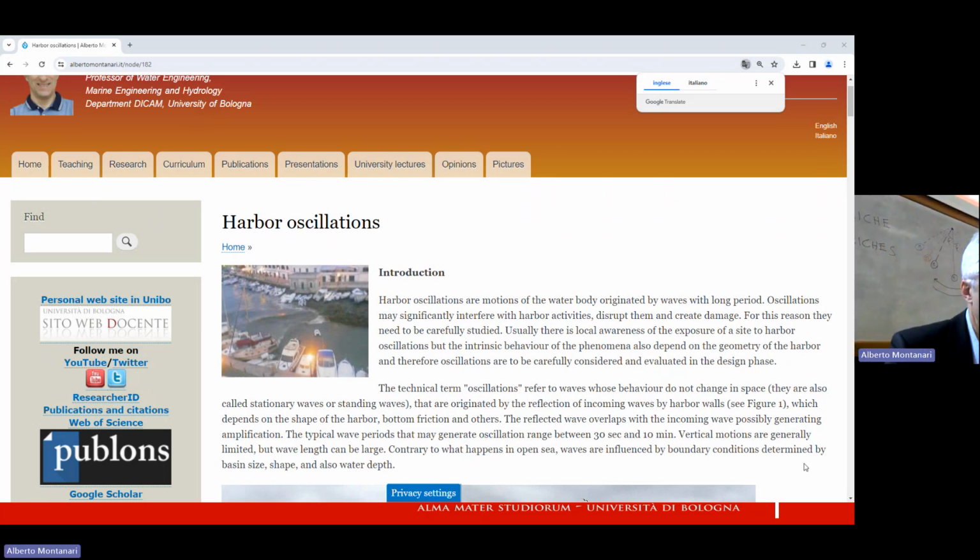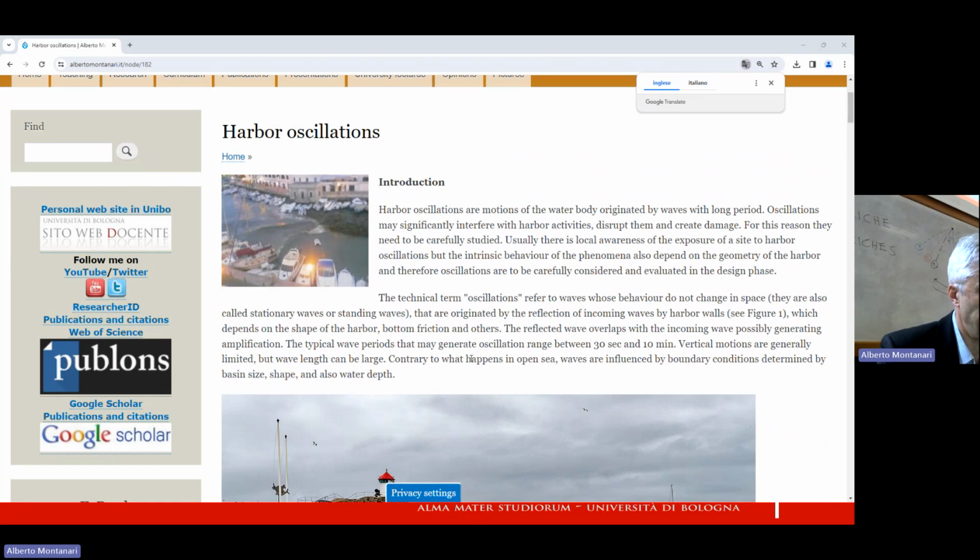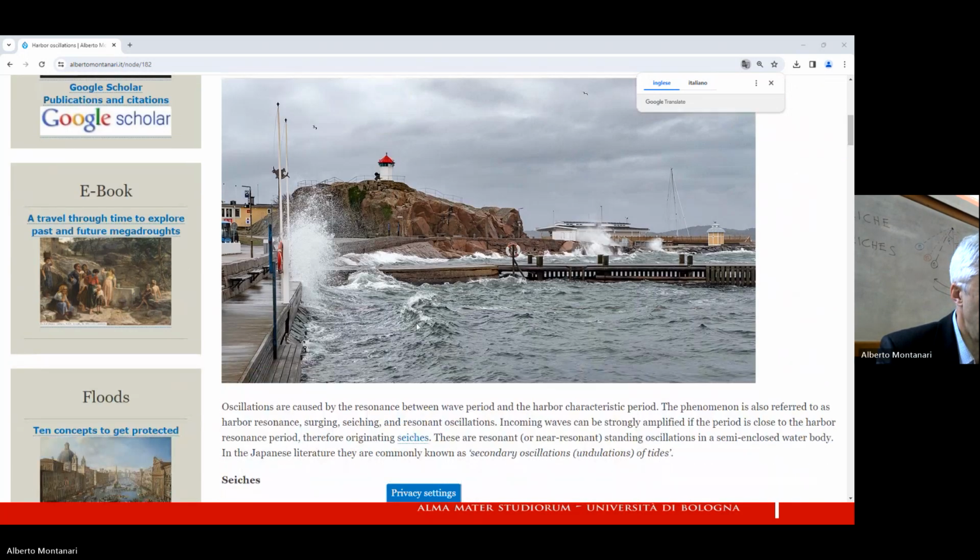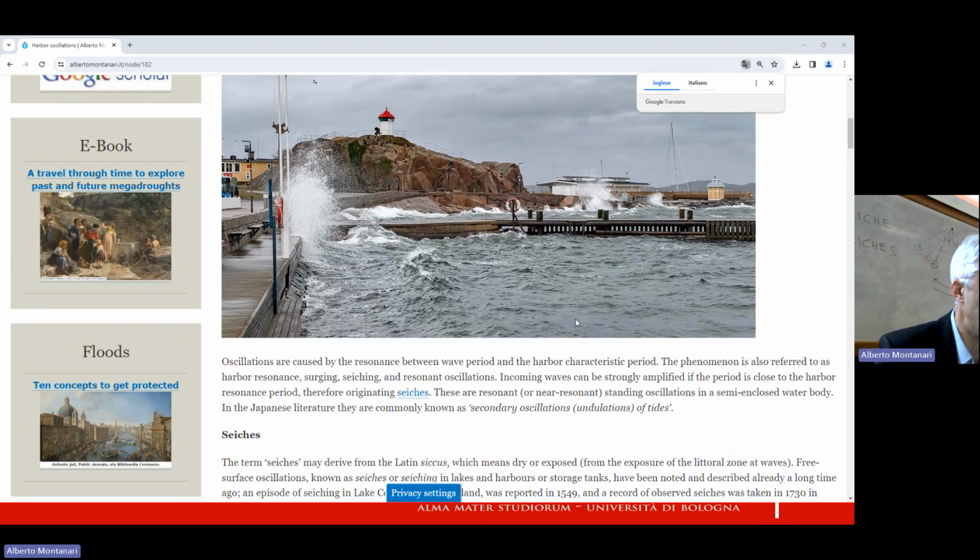Good. So let me just look at this picture. You see what happens when a wave gets against a wall that is located at the head of the harbor. So basically, you have a kind of splash, which brings the level of the water up along the wall.